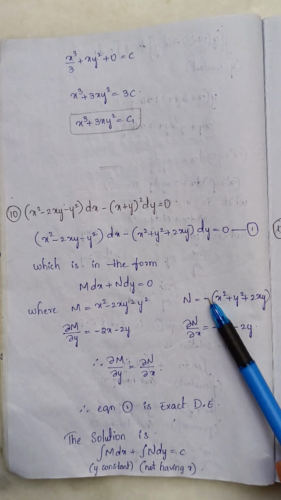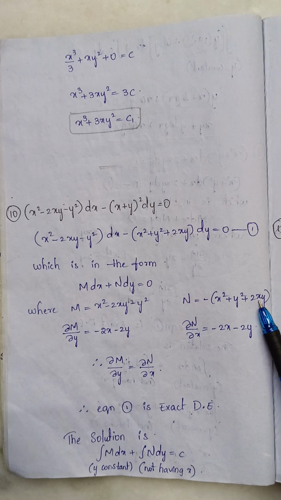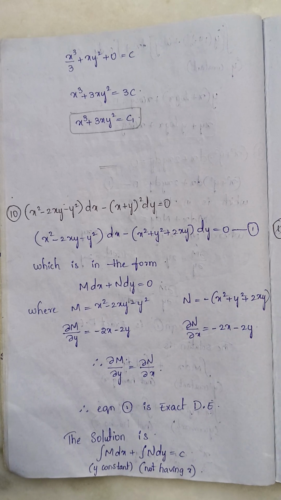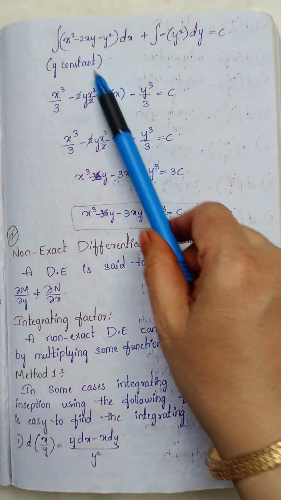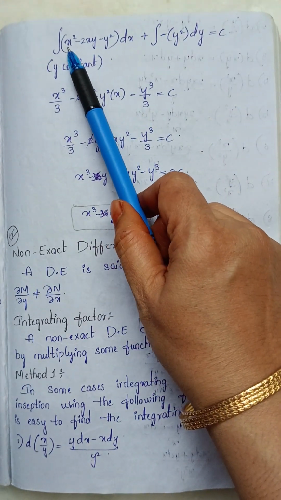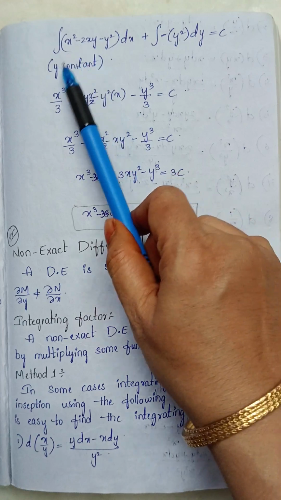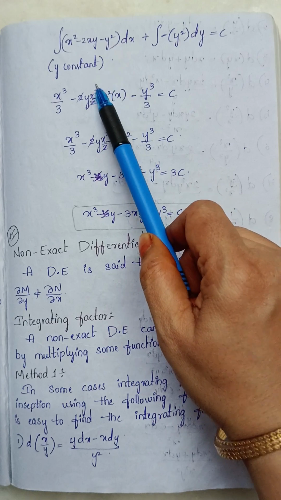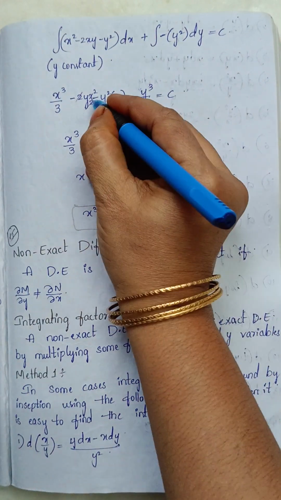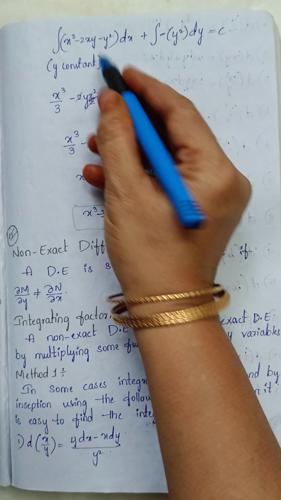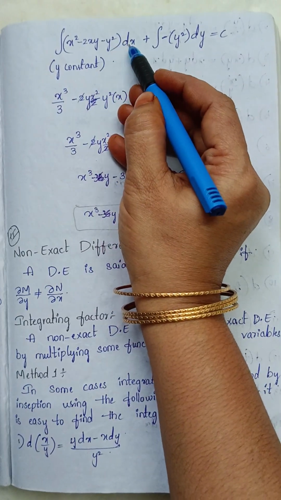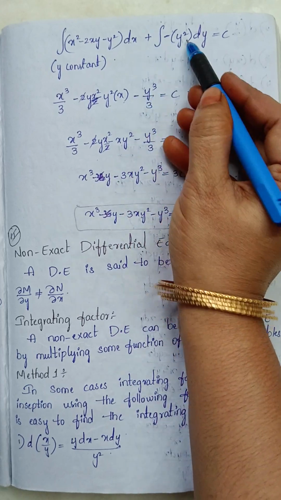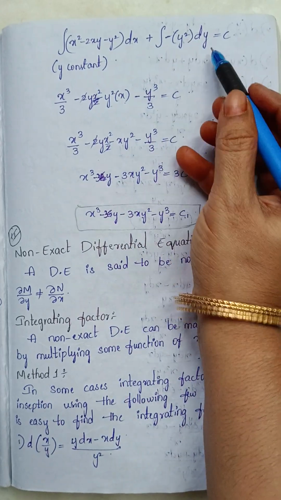Here we should not take the terms containing x. Here there is no x, that's why here minus y square into dy. Now y is constant and x square is the function, so x cube by 3 here, minus 2y constant as it is, and the integration of x with respect to x is x square by 2. Now minus, here it is a constant, and constant into dx means constant into x, and minus y square integrates to y cube by 3, equal to c.